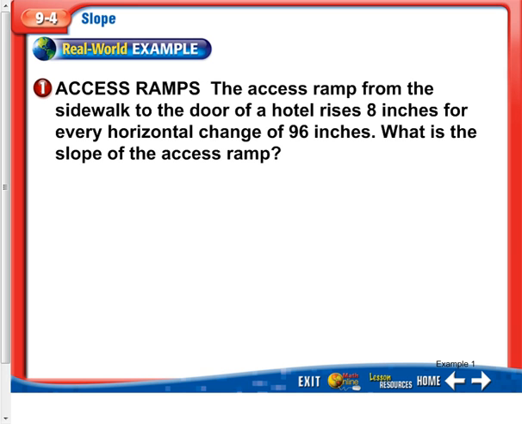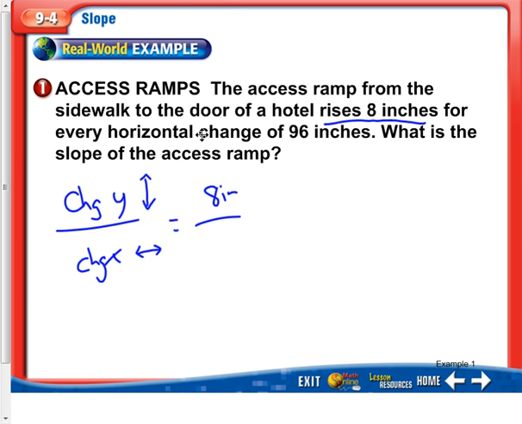Okay, we've talked about this quite a bit before. So slope is always the change in y over the change in x. And y is always your up and down, or your vertical, and your x is always across, or your horizontal. So when they say that it rises 8 inches, that would be your y. So we're going to say 8 inches here, and horizontal is 96 inches. So that would be here.